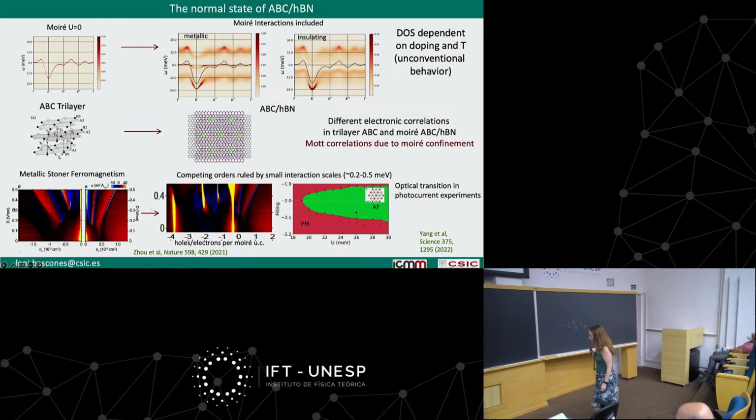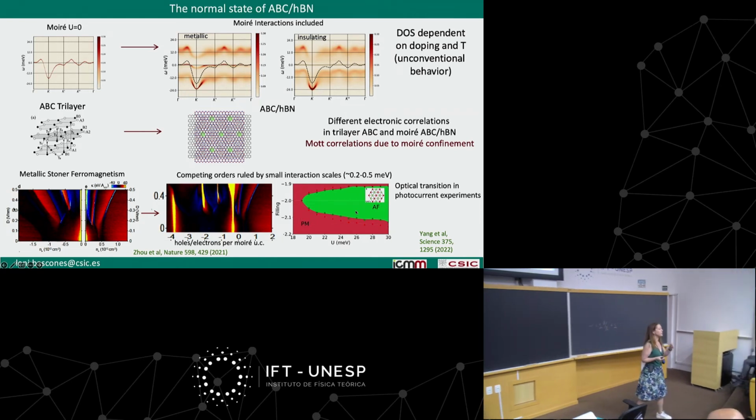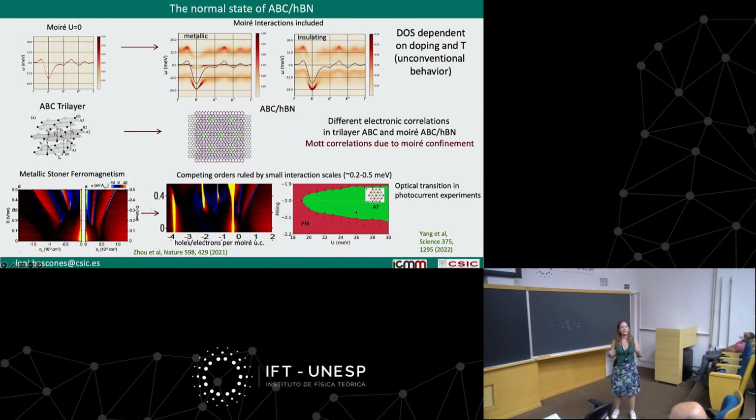So let me say what we really expect. I have told you that the confinement was going to create this Mott physics. So here in this trilayer, as I have said, we don't expect Mott physics, so we expect to have a band like this, well-defined, except if we have symmetry breaking, which I will mention now.